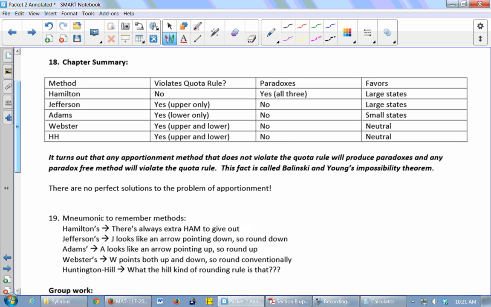Webster's method is the one where you round conventionally, and Huntington Hill, you round almost conventionally using the geometric mean. And both of these can occasionally produce both upper and lower quota violations, but they're neutral. So it turns out that any apportionment method that does not violate the quota rule will produce paradoxes. And any paradox-free method will violate the quota rule. So it is impossible to have a perfectly fair method, and this fact is called Balinski and Young's impossibility theorem.